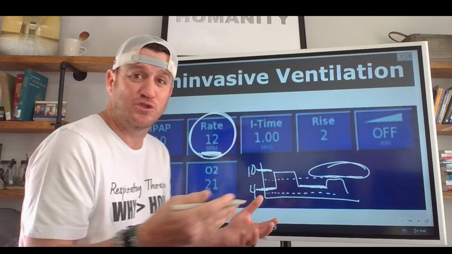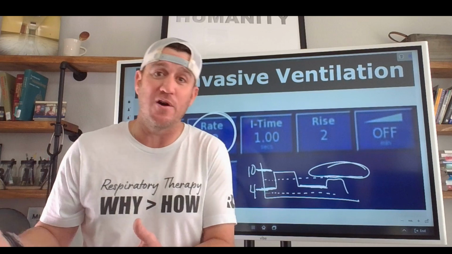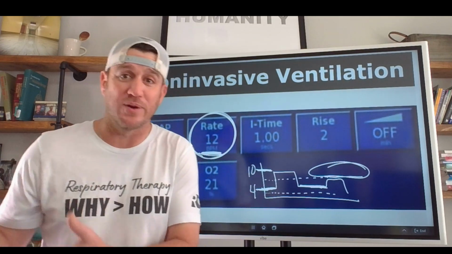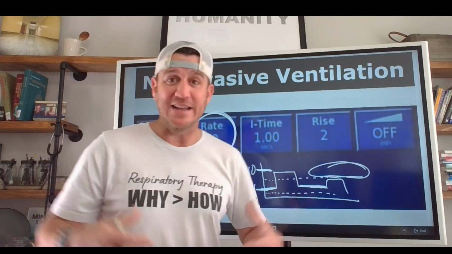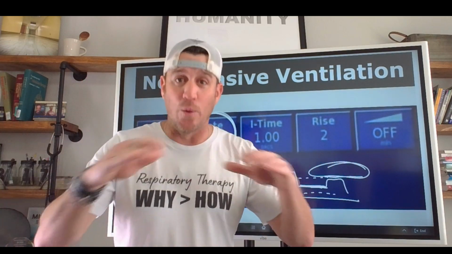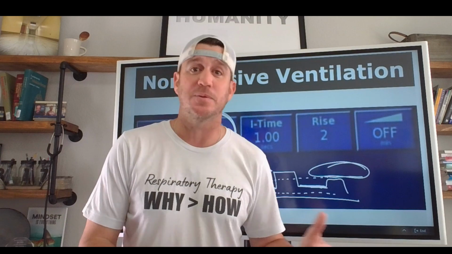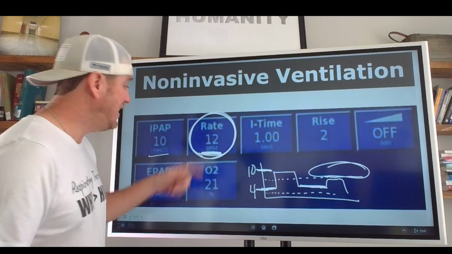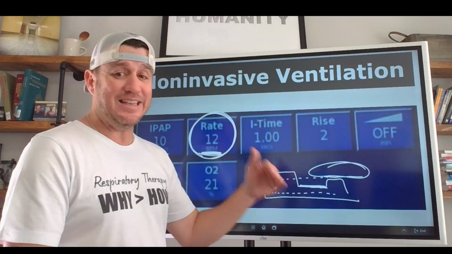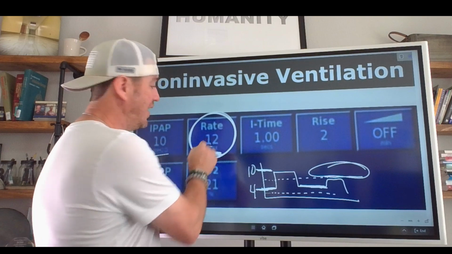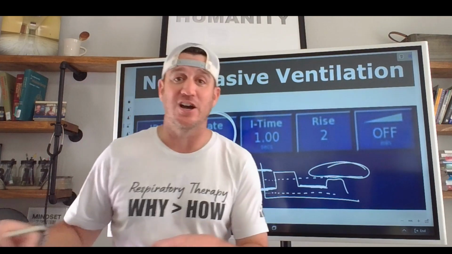How are we ever going to drop to 9? How are we ever going to know if our patient has stopped breathing when we have a set rate of 12 that's waiting there to kick in, that's going to deliver at least 12 breaths per minute? It's not. It doesn't work that way. So you need your rate alarm to at least be greater than whatever you have your backup rate set at.